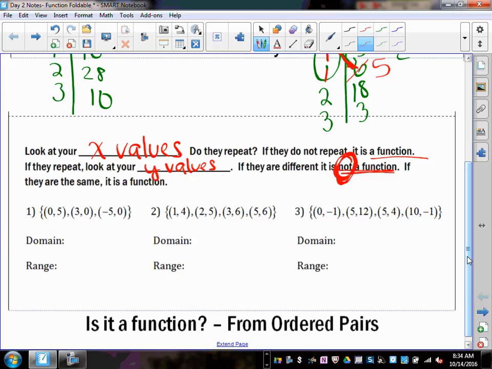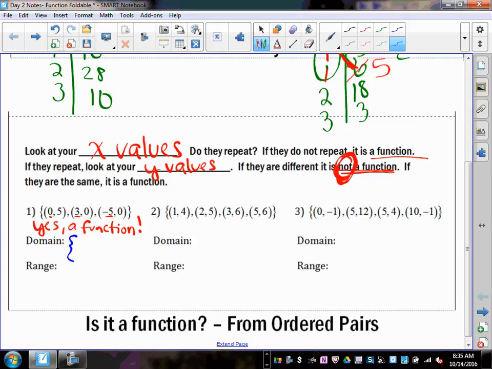All right, so first let's decide, is this a function? So first look at your x values. Do any of them repeat? No, so is it a function? Yes, a function. You only have to be worried if your x values repeat. Alright, so my domain, because I'm listing individual points, I list the individual x's.